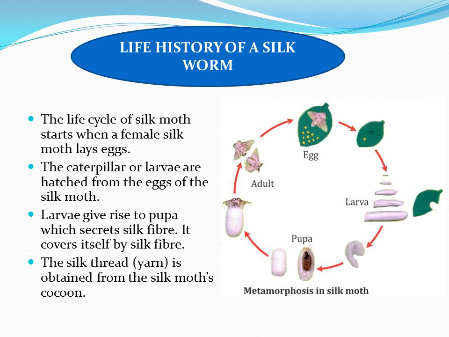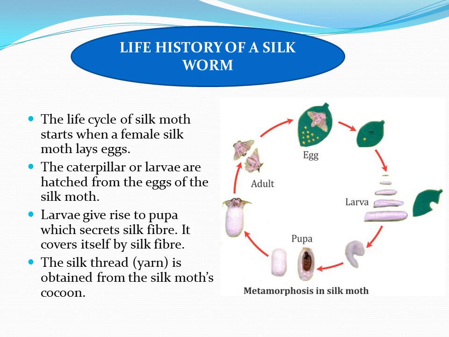The pupa is a non-feeding stage. It will not eat anything during this stage, and it will remain inside the cocoon. After the pupa, the development of the adult silk moth will take place. The pupa will develop into the adult silk moth, and then the silk moth will come out of the cocoon and be free to fly.